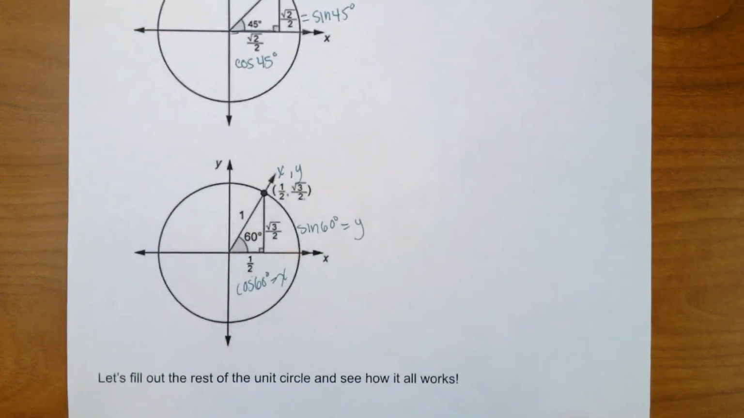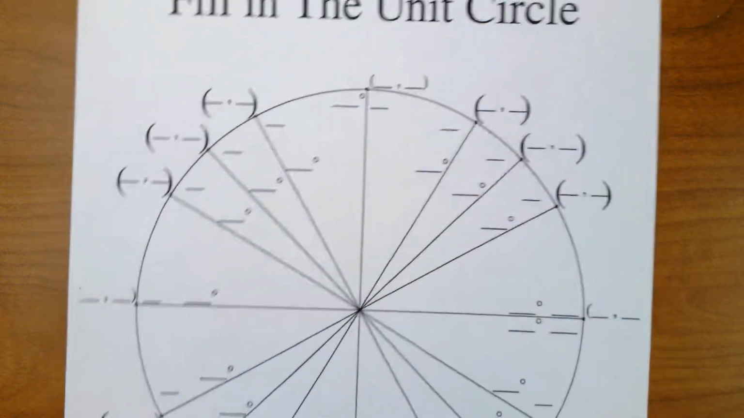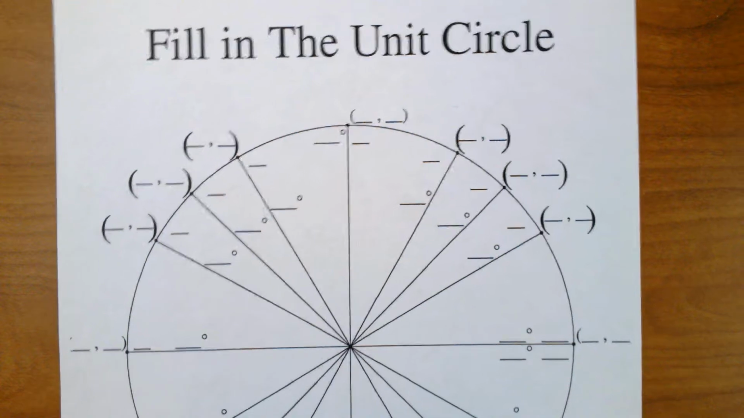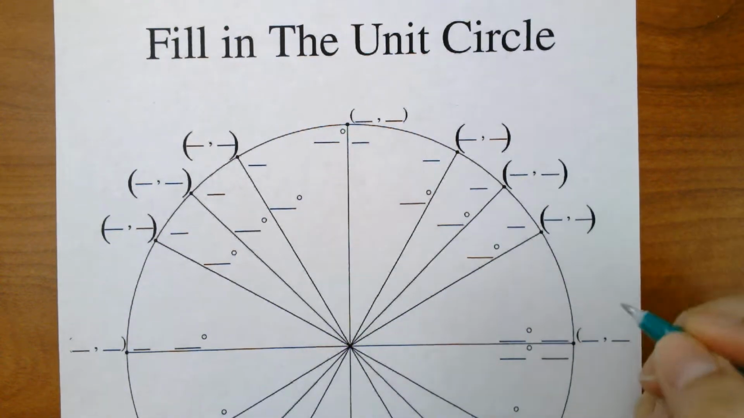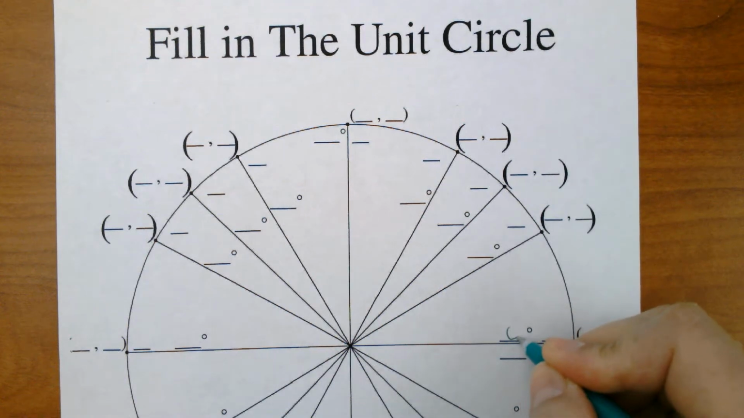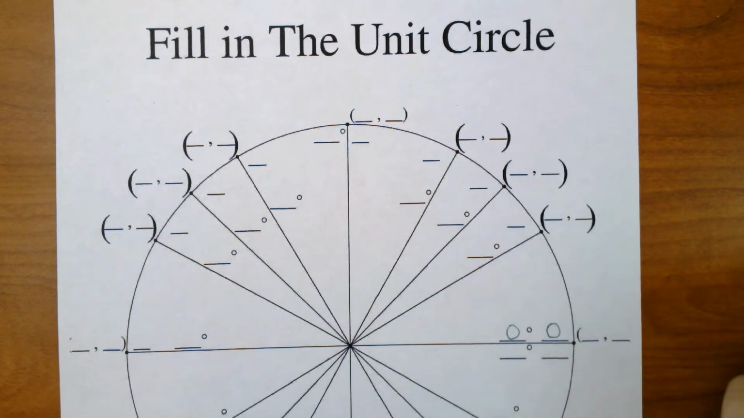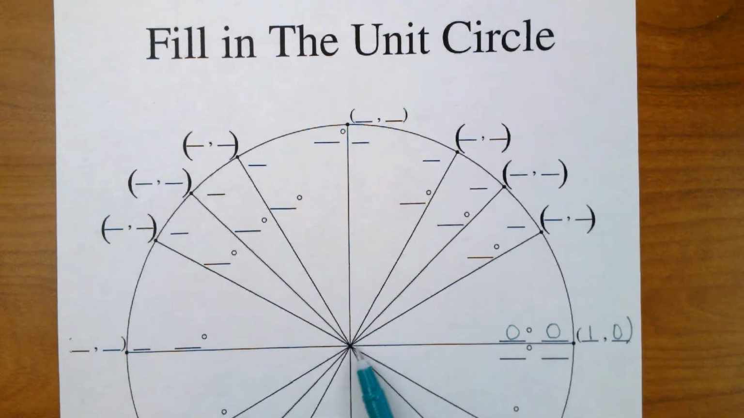Okay, so let's fill out the rest of the unit circle and see how this all works. Filling in the unit circle. Okay, let's put in what we know. First, we know that this is going to be 0 degrees. That's 0, which in radians is just 0 times pi, which is 0. And this was 1, 0, because, remember, the radius is 1, this is x, and this is y.